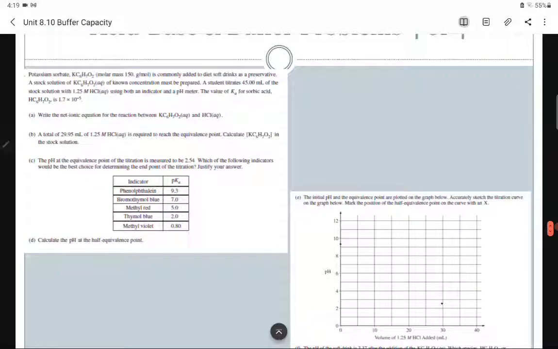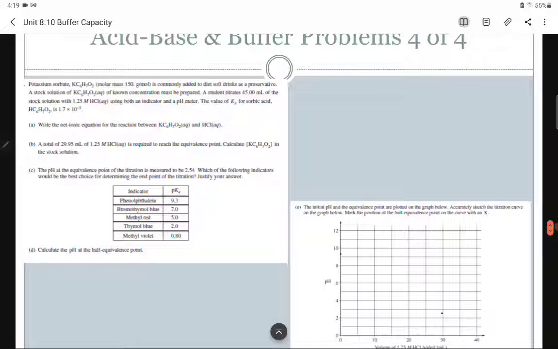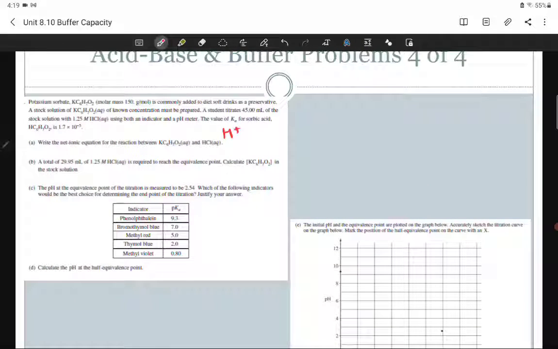We have potassium sorbate added to soft drinks as a preservative. We have a stock solution with a known concentration. Student titrates 45 milliliters of that stock solution with 1.25 molar hydrochloric acid. I guess we need a net ionic. Hydrochloric acid is a strong acid. And then potassium and the sorbate, they're going to break up.